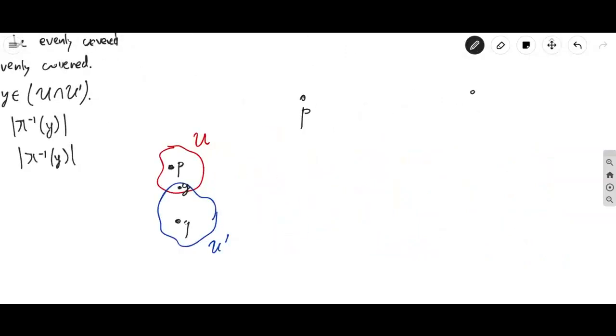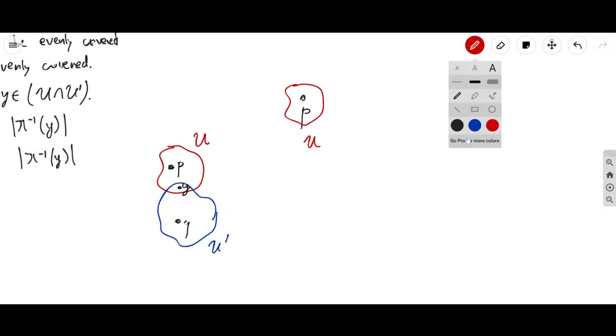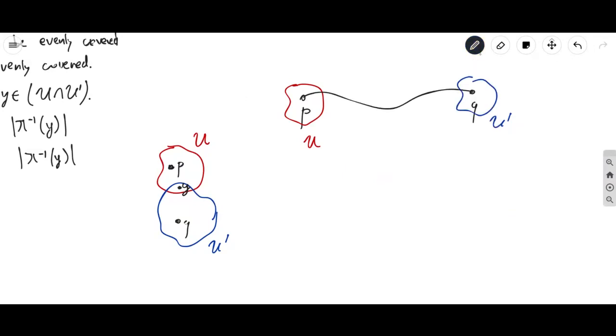If this is P and this is Q, you have, let's say, a neighborhood over here, U, and another neighborhood over here, U prime. What if they do not intersect each other? Because we're assuming that our space is path connected, we can draw a path between P and Q.